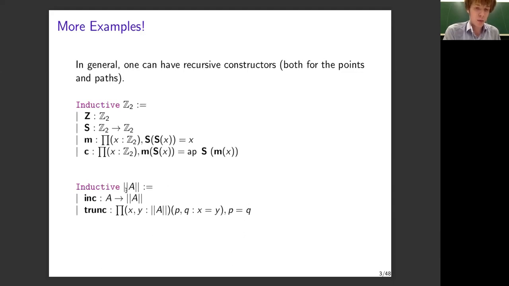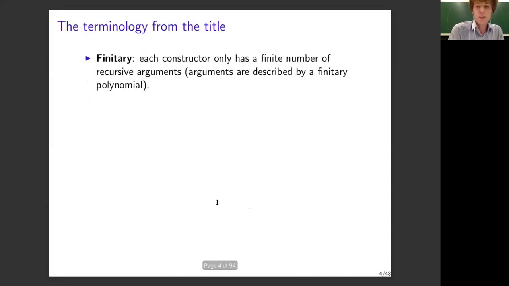An example would be the set-truncation. You see that in trunc, there are two path arguments, P and Q, which are of type X equals Y. So in general, you would also like the path constructors or higher path constructors to depend on arbitrary paths. Let us now look at some words mentioned in the title and say what they mean.